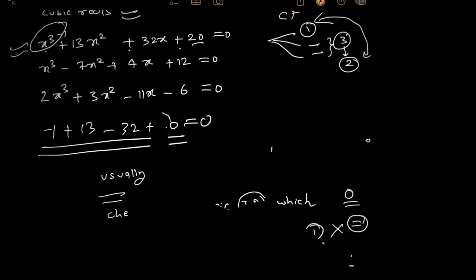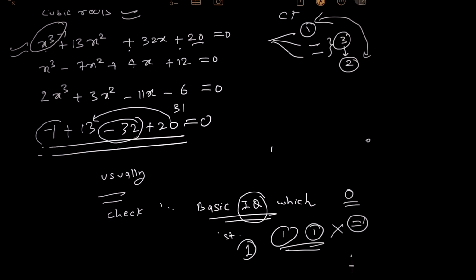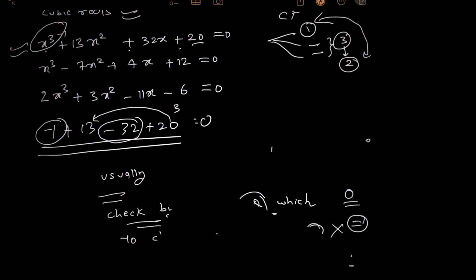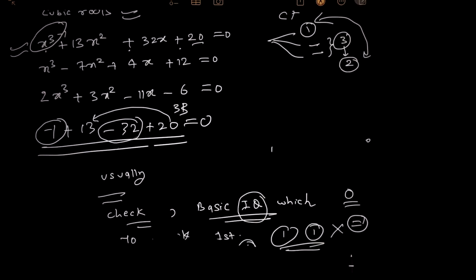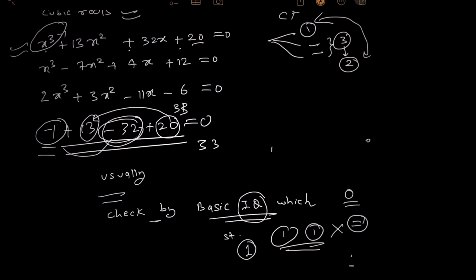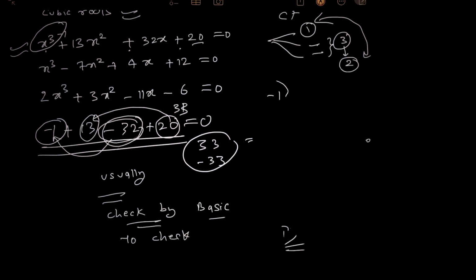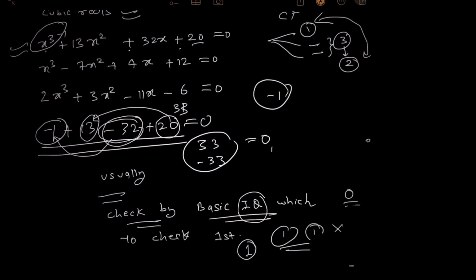Okay, so this 20 and this 13 will become 33, and this minus 32 and minus 1 will become minus 33. I made a mistake earlier. Overall answer is 0. So minus 1 by default became your first root. Now how will you find out two more roots?